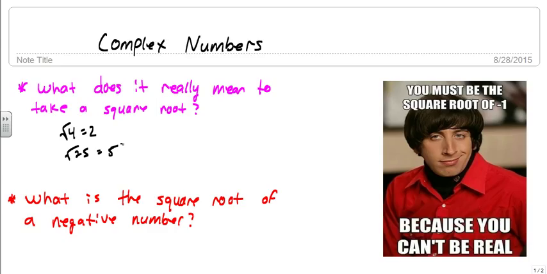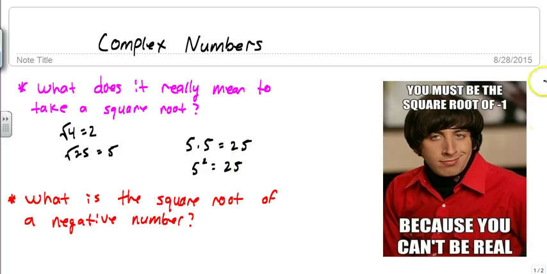And same thing with 25. I'm looking for a number that when multiplied by itself gives me 25. Well, the only possible explanation I have for that is 5 times 5. That's what gives me 25. Therefore, the square root of 25 is 5. And you would say 5 squared is 25. That's a relationship that squares and square roots have.